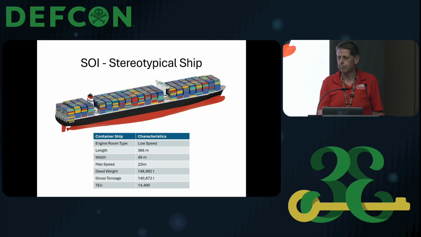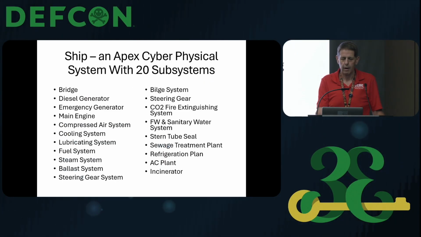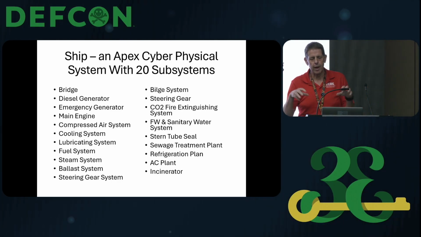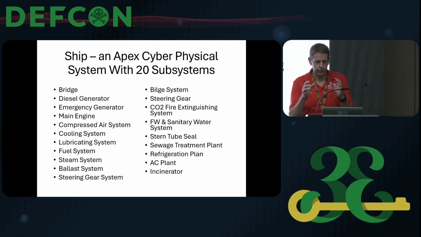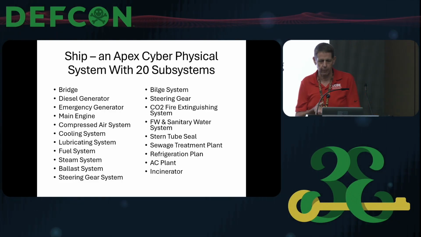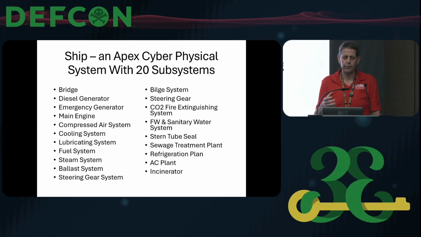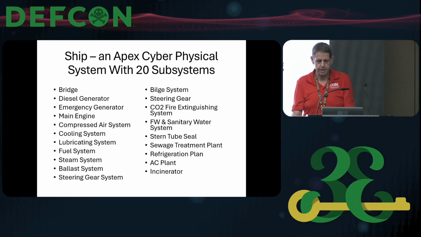And I'm going to go through this pretty quick. This is, if the system of interest is a stereotypical ship, this is a container ship of various characteristics. And then if it's the Apex Cyber physical system, the Apex system of systems, then it has within this simulator 20 subsystems. So you've got the bridge, the diesel generator, emergency, main engine. I'm not going to read them all, but there's a bunch of systems sitting in there.